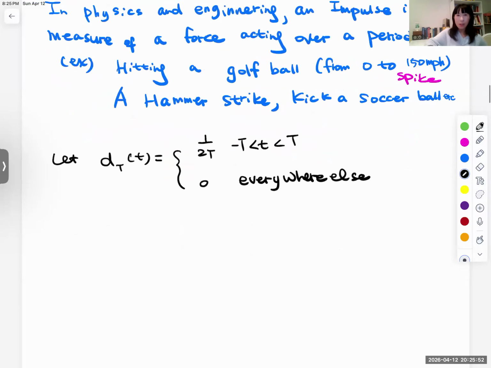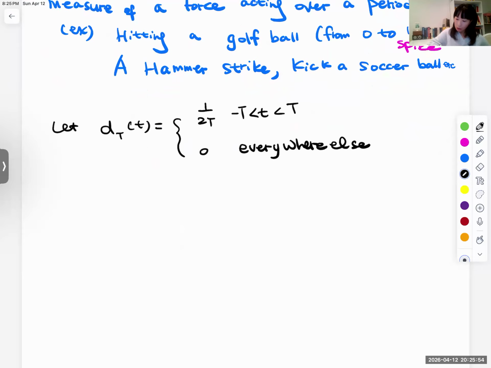Okay, so let me draw this. This is t, or we can say x because this is a function, or this is y. And we mark a t here, and we mark a negative t here, right?